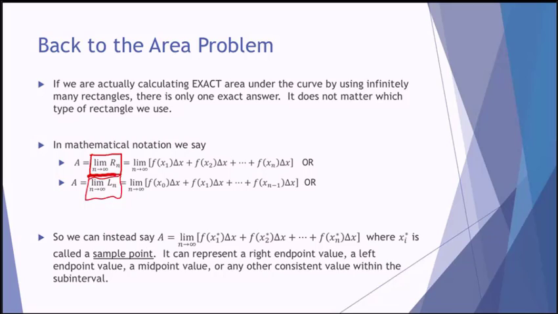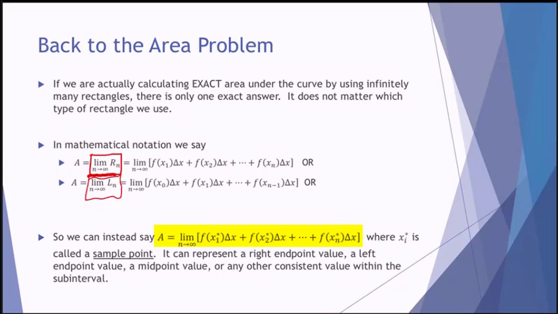instead, we're just going to say, you know what? We want to leave space for the fact that we can use any type of rectangle. One where the height is based on the left side of the subinterval, the right side of the subinterval, the midpoint. It can be any of them. So instead what we say is that the area is equal to the limit as n approaches infinity.